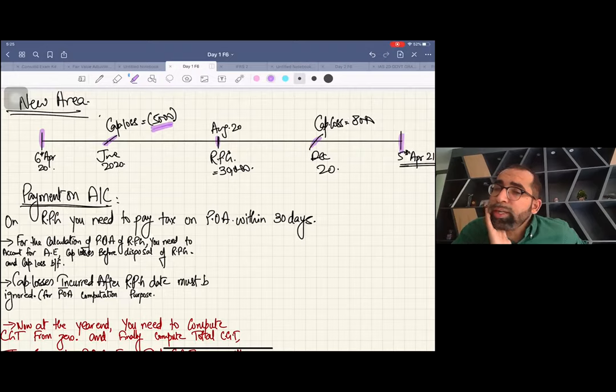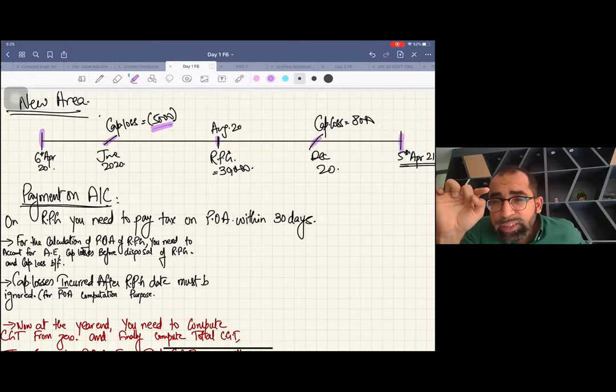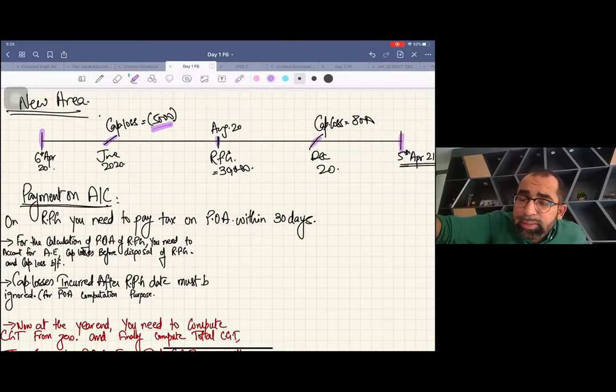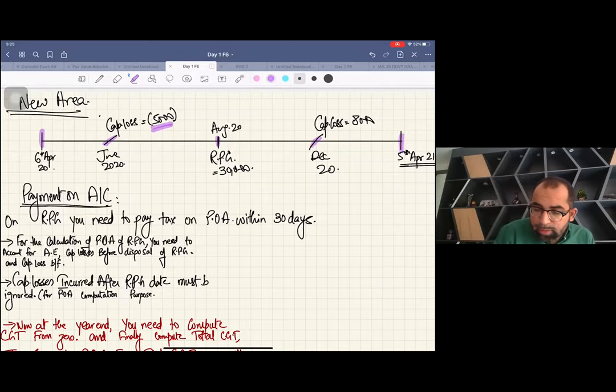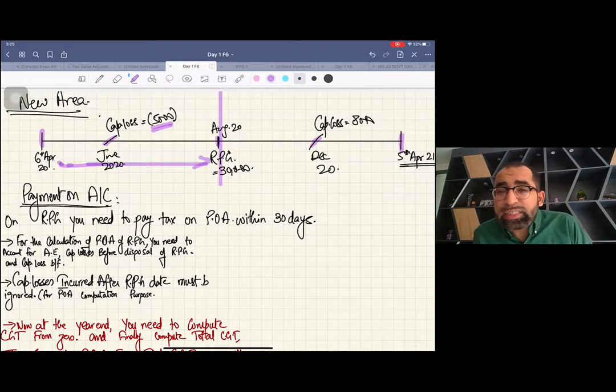But according to some new rules, if you have an RPG, residential property gain, you need to calculate tax for that RPG and pay the tax immediately, a payment on account within 30 days. And how do you calculate it? Listen, this is your RPG. You need to consider all losses before that date, plus brought forward losses as well.